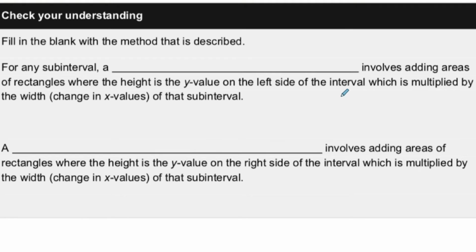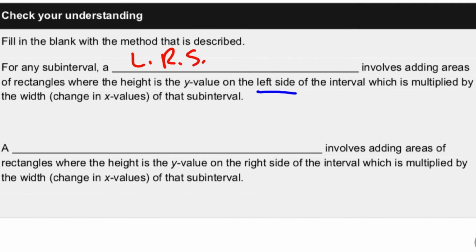All right, so now let's fill in the blank here. There's a little check for understanding here. For any subinterval, a blank involves adding areas of rectangles where the height, or y value, is on the left side. That's a dead giveaway right there. If it's on the left side, that means it is a left Riemann sum.